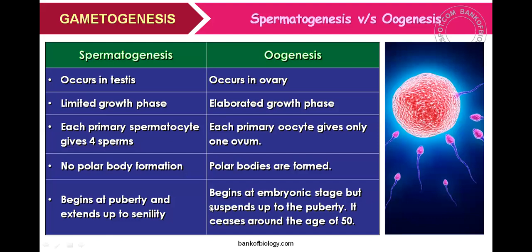Sperm production begins at puberty and extends up to senility, till the person becomes old, and it is continuous. Oogenesis begins at the embryonic stage but is suspended until puberty. It ceases around the age of 50 at maximum. We can call this menopause.